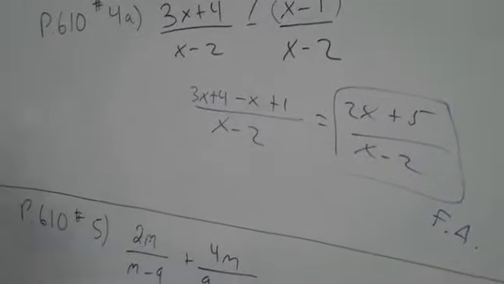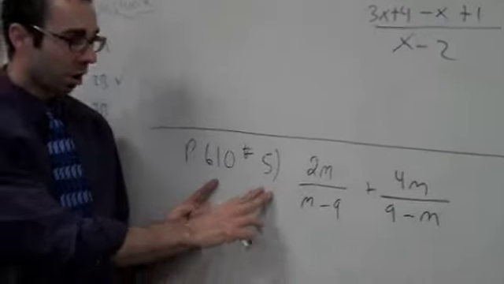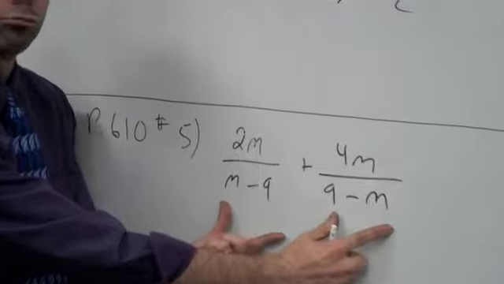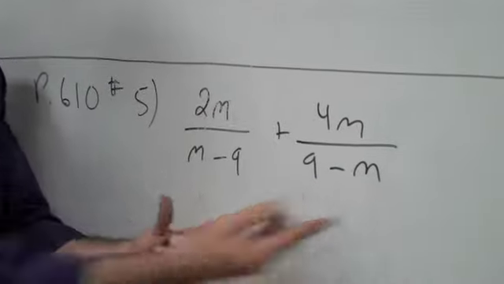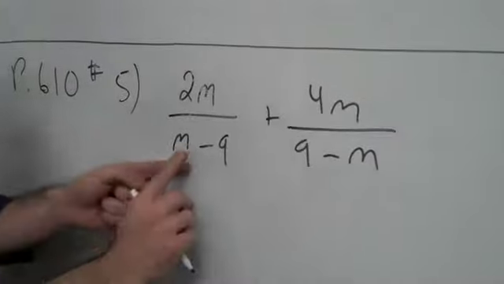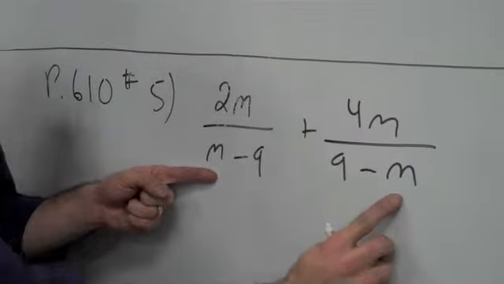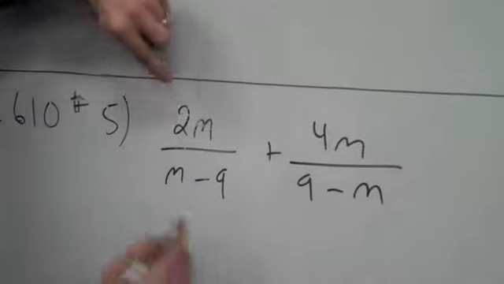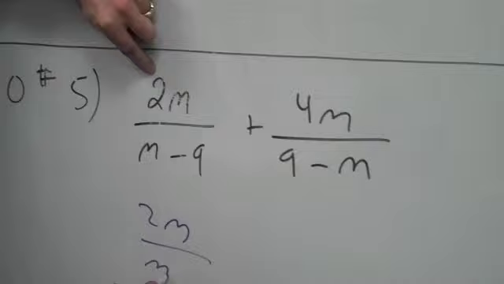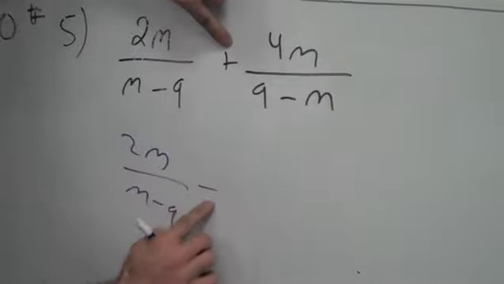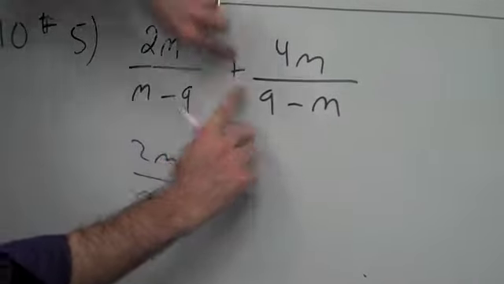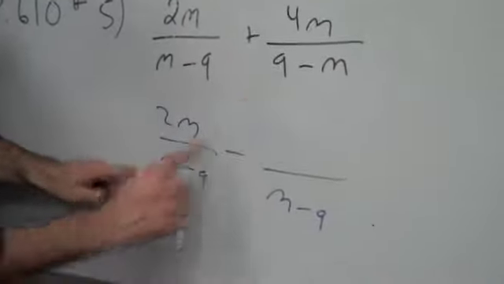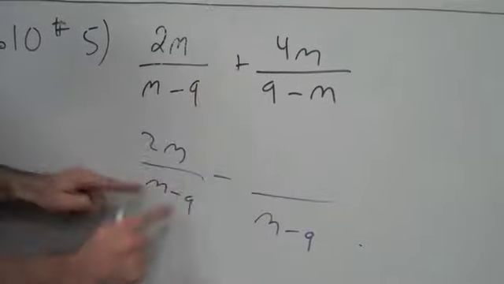Lastly, here we go. So we're on page 610, question or example number 5. So do we have the same denominator? No, we don't have the same denominator. So the trick is this. You see how it's m minus 9, and this one's 9 minus m, so they're just reversed? The trick is we're going to factor out a negative 1. So we're going to rewrite this, and we're going to factor out a negative sign. So just write that negative, and now that becomes the exact same thing as that right there. So you just factor out a minus sign, and then it becomes the same.